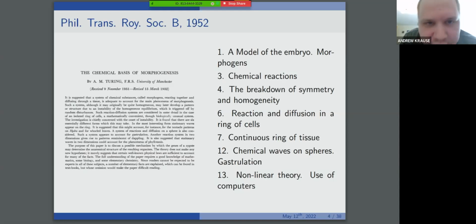Another thing, really, if you take nothing away from this talk, it's that if you haven't read Turing's paper, you should at least give it a read, because it was published in the Philosophical Transactions of the Royal Society B, meaning it was aimed at biologists and chemists of the time.